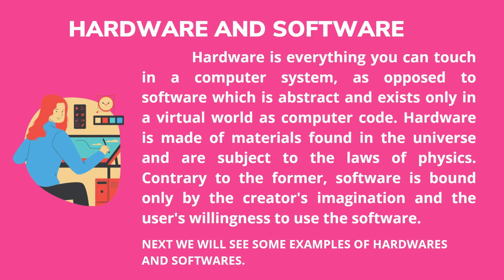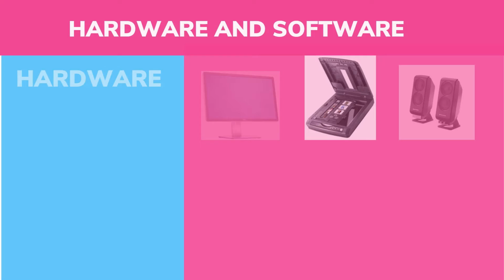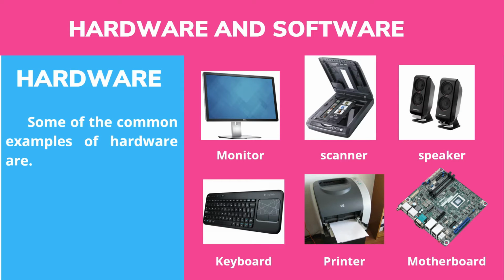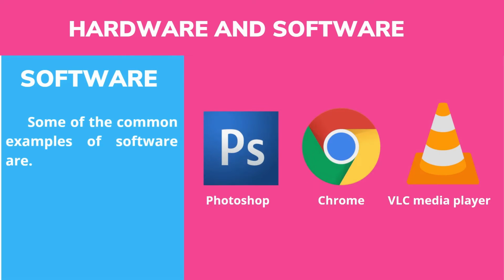Next, we will see some examples of hardware and software. Some of the common examples of hardware are monitor, scanner, speaker, keyboard, printer, and motherboard. All these devices can be touched and have physical existence, unlike software. Some commonly used and most popular software include Photoshop, Chrome, and VLC Media Player.